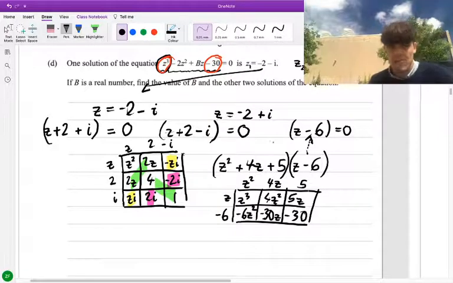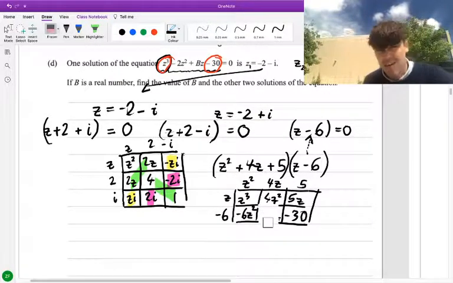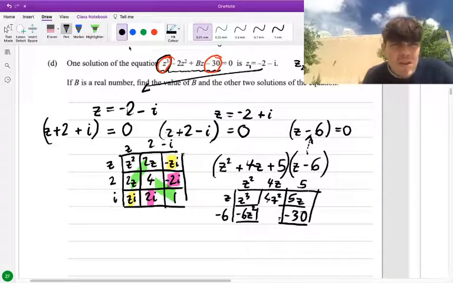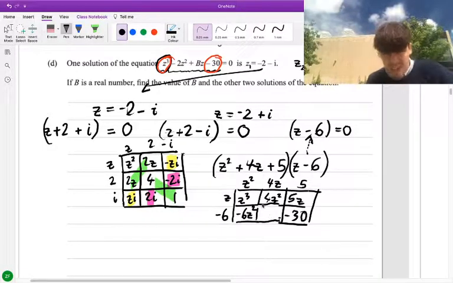Oof! I've made a blundering error just then. What is 4 times 6? Yeah, 4 times 6 is actually 24. So I don't know what the heck I was doing there. So that's going to be negative 24z.